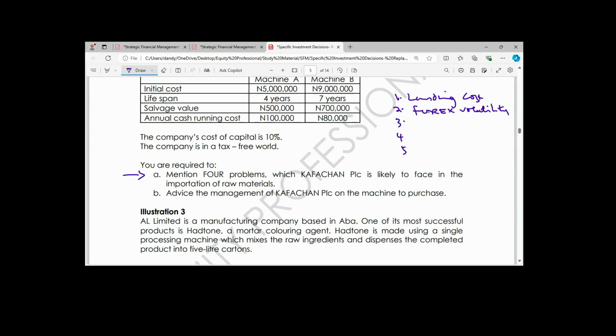Trade restriction, we can say inconsistent government policy. Inconsistent, let me write that. Government policy. Yes. What else? Give me more. There are many of them. What about inflation?